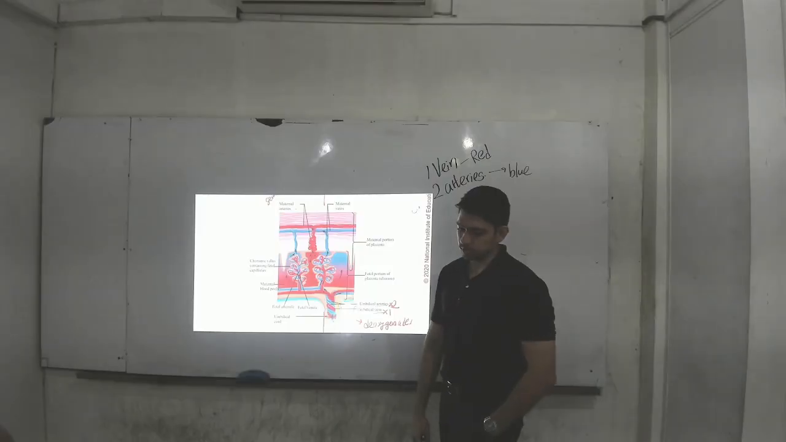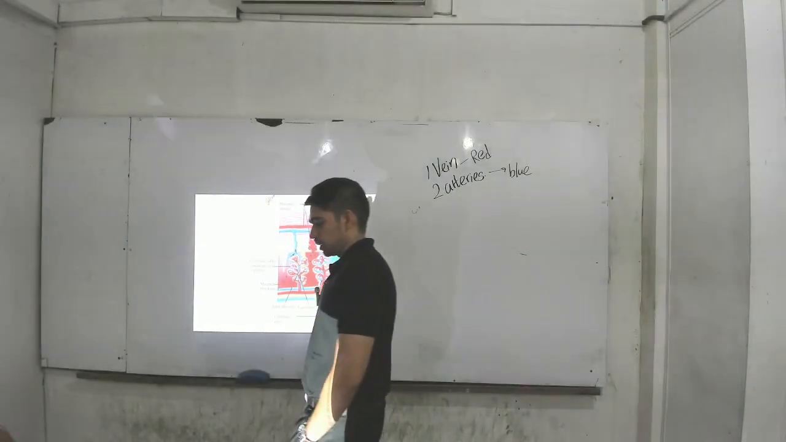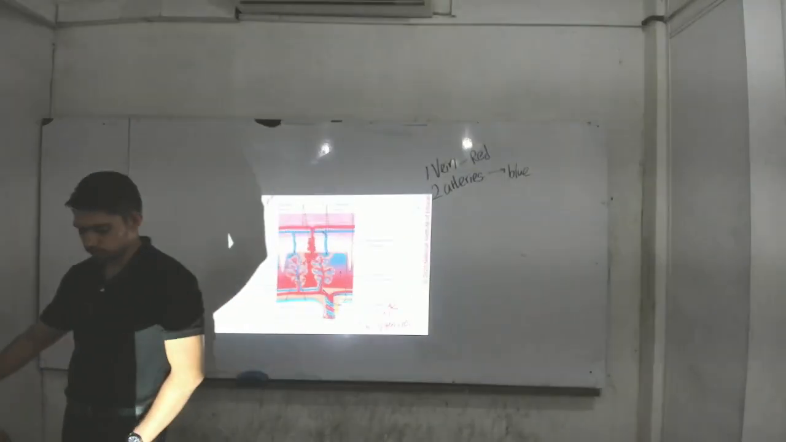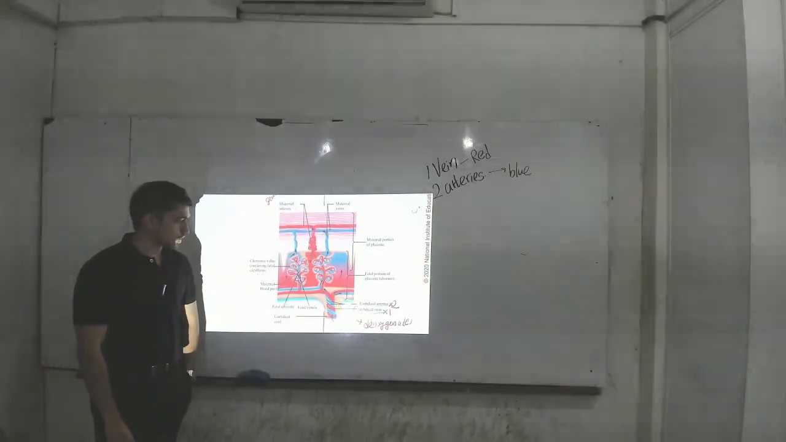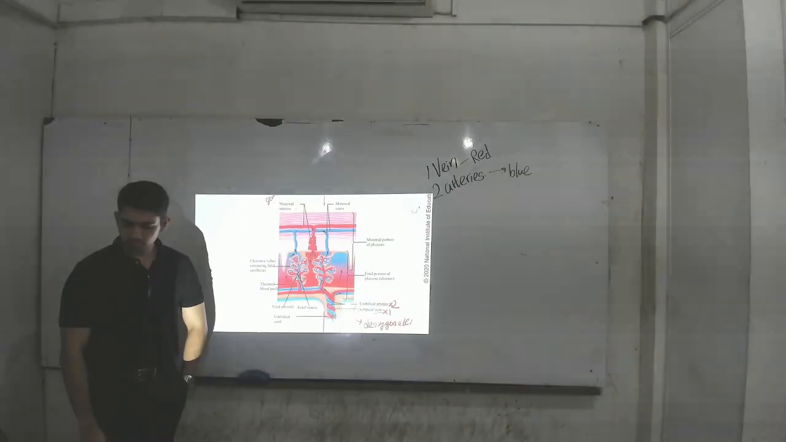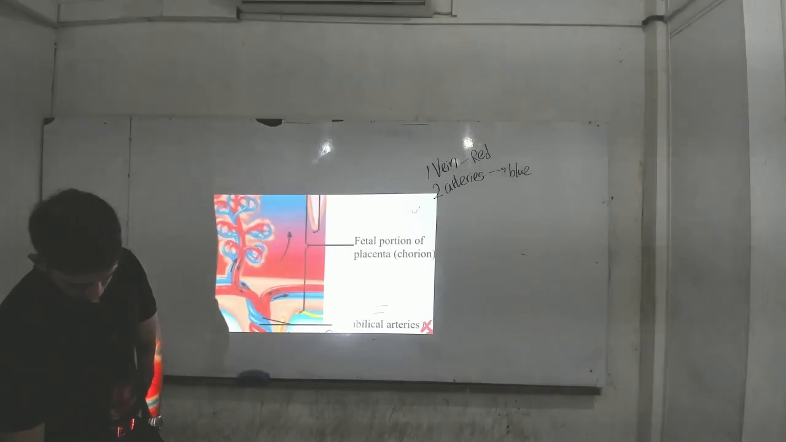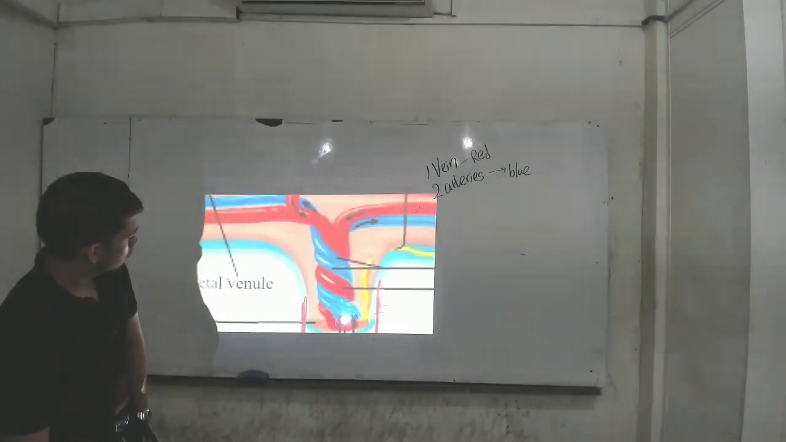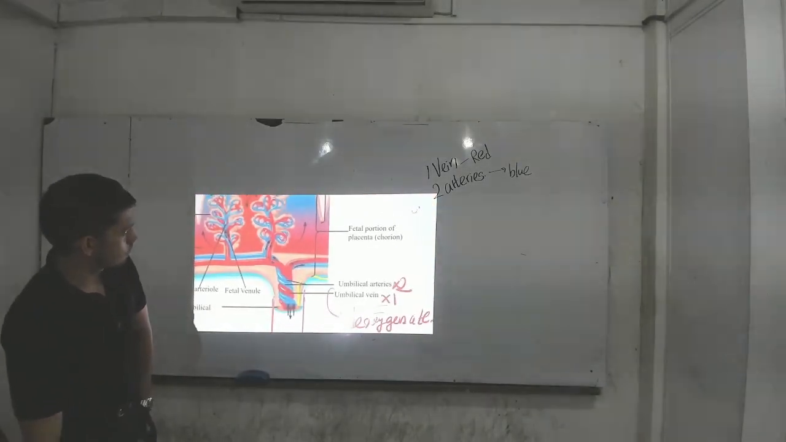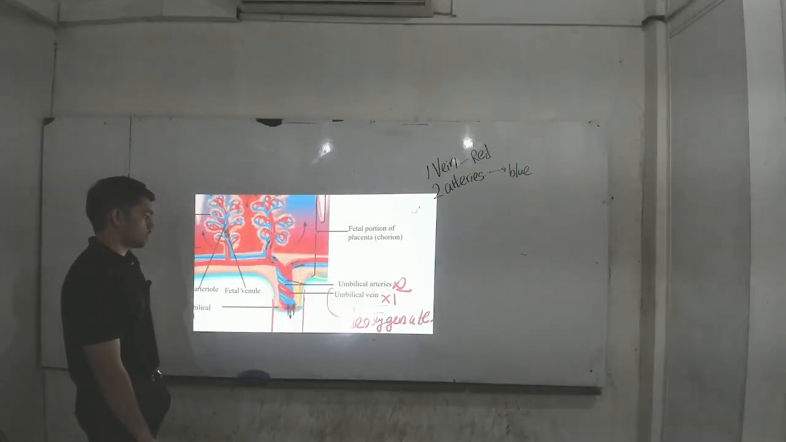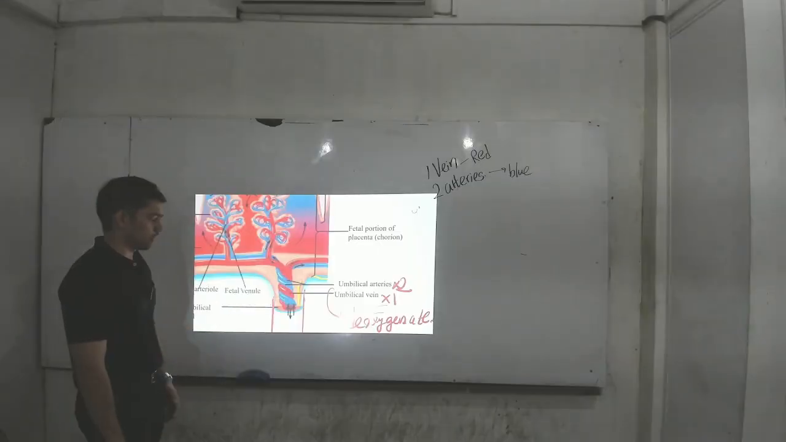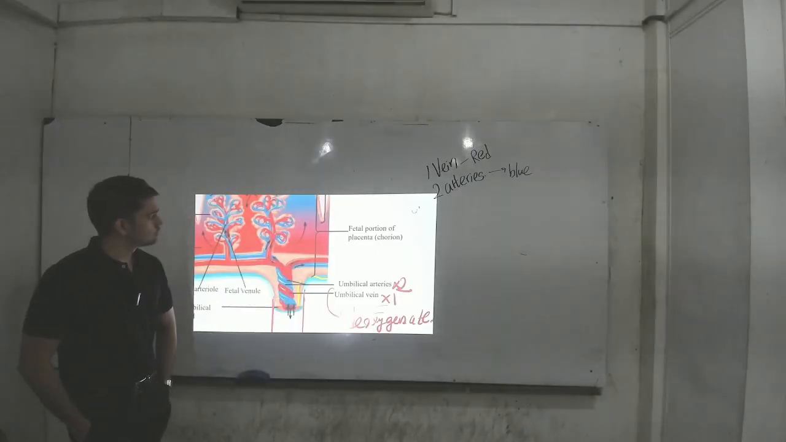This is what you have to understand about the relations of arteries and veins in the case of the placenta and the umbilical cord. Is it clear? Right? You can see, right? There's two arteries and one big umbilical vein. Alright?